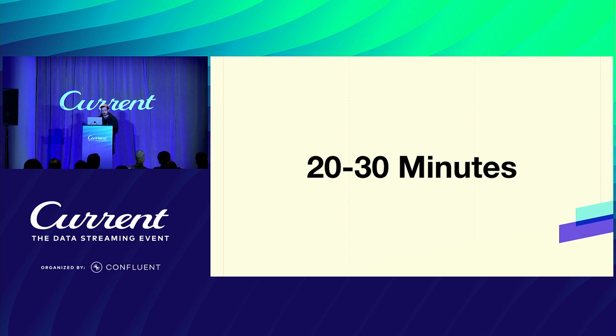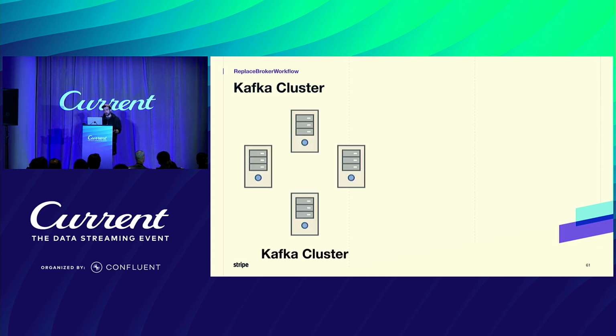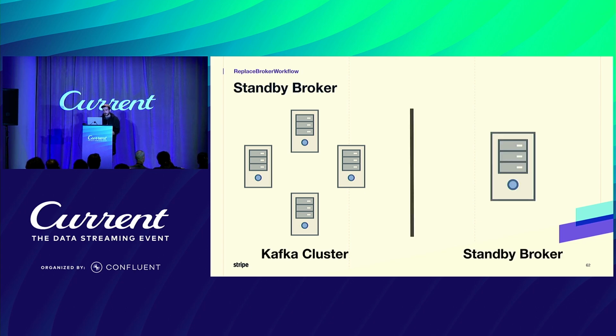So to fix this, we came up with something called EBSM, which is an acronym for EBSM management. And the first thing that we had to do was we had to change how our clusters were set up. Basically for every single Kafka cluster, we just have the standard cluster. But then we also have a standby broker on the side. It's already been bootstrapped correctly, and it's basically just waiting for a replacement to happen within the cluster, and then it'll get swapped in.